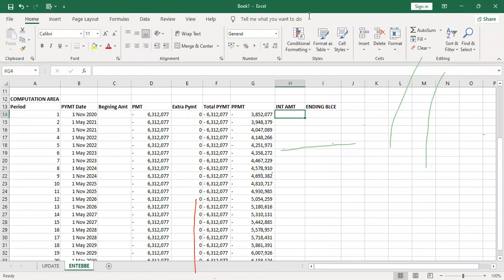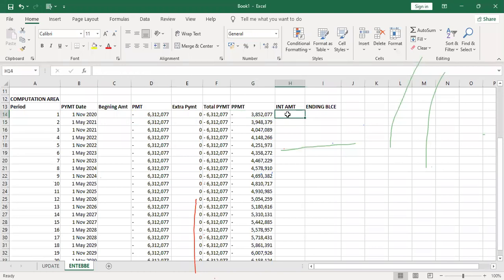Now, remember we have said that PMT has two components, the principal payment and the interest amount. Since I know the PMT and I know the PPMT, I don't need to go back to the financial formulas to calculate the IPMT. It is a matter of saying interest amount equals PMT minus the principal payment, because PMT equals PPMT plus interest amount. So I know this one and I know this one.